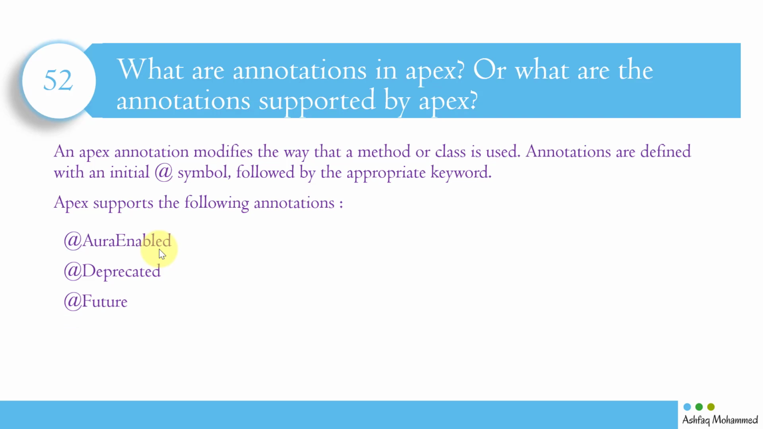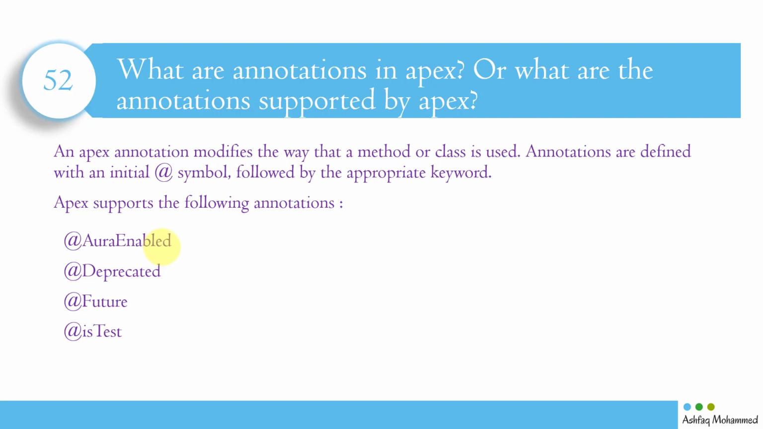And Future is something which we will be discussing in future. So just note down that there is another annotation called Future. I will be discussing Future in detail later, so let's not spend time on it now. And we have IsTest. IsTest is used for test classes. Test classes are also a separate topic we will be discussing in future videos. So just understand that these are a couple of annotations which we can use in Apex, which change the meaning of our methods or classes.